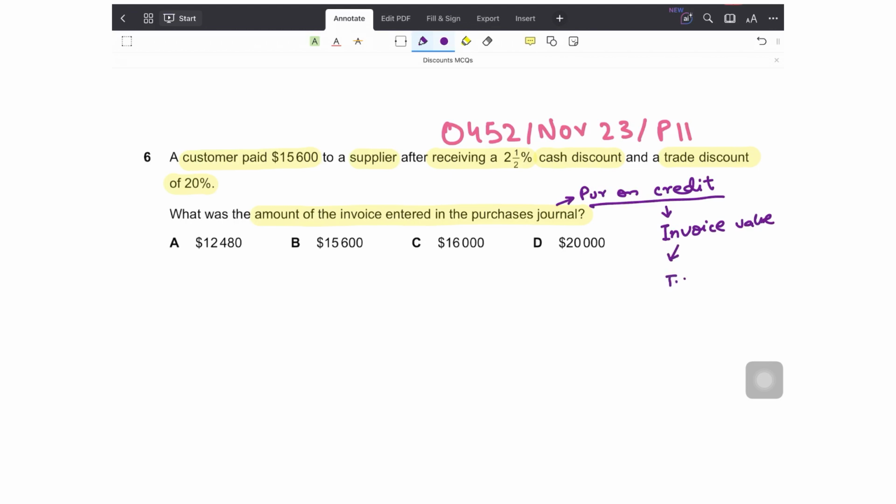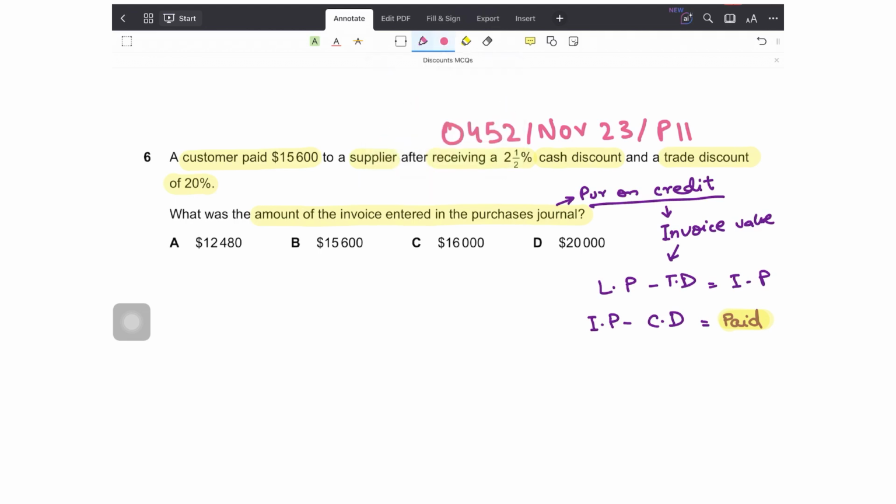Invoice value is calculated by subtracting trade discount from the list price. Okay, then if there is cash discount, how do we arrive at the amount that will actually be paid? We subtract the cash discount from the invoice price, so that we arrive at the actually paid figure. Now in this question we have to work a little bit backwards. Why? Because we have this value.